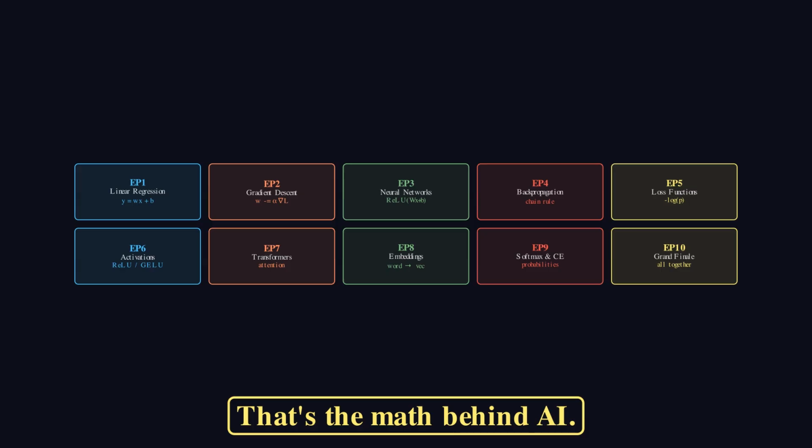Episode 6. Activation functions like ReLU and GELU enable deep learning. Episode 7. The transformer uses attention to process sequences in parallel. Episode 8. Embeddings convert discrete objects into meaningful vectors. Episode 9. Softmax produces probabilities, cross-entropy measures quality. Episode 10. Tokenization, autoregressive generation, and next token prediction tie it all together. That's it. That's the math behind AI.